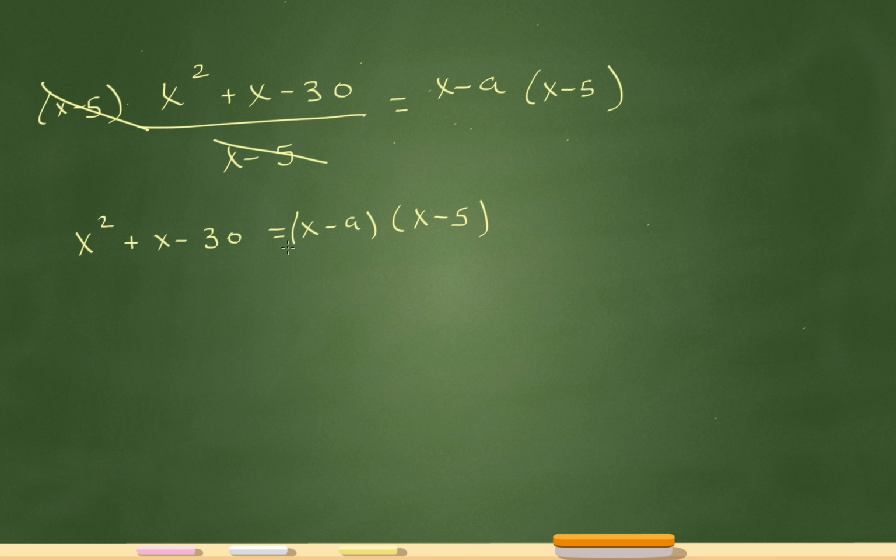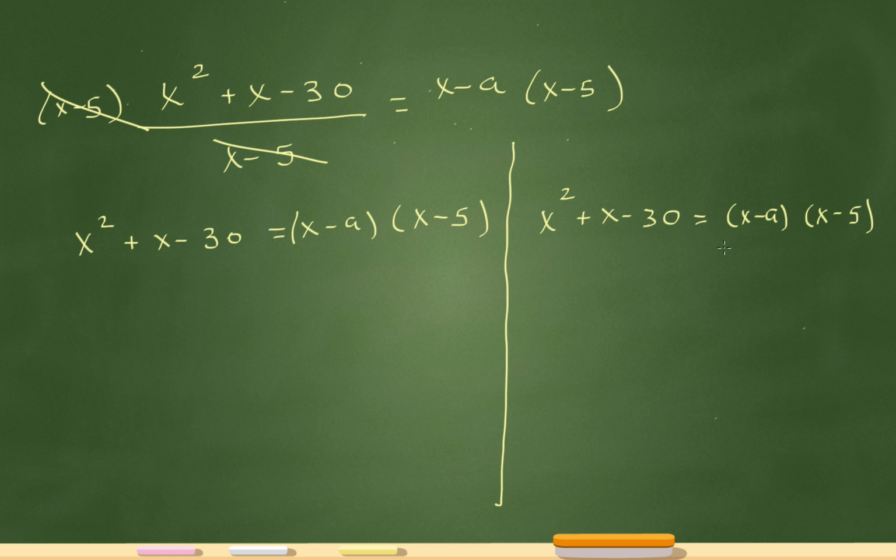So I'm going to split the screen up over here. And on the right side, I will recopy that problem. So it's x minus a times x minus 5. Now over here, I'm going to factor this one out, okay? And over here, I'm going to FOIL this out. So let's start with foiling it out.